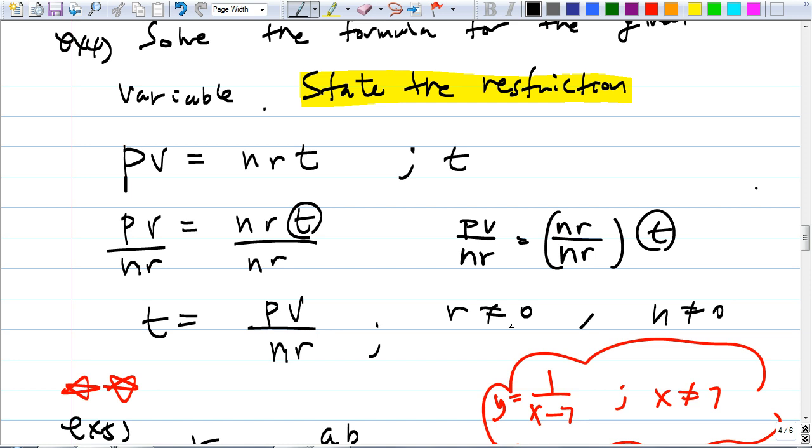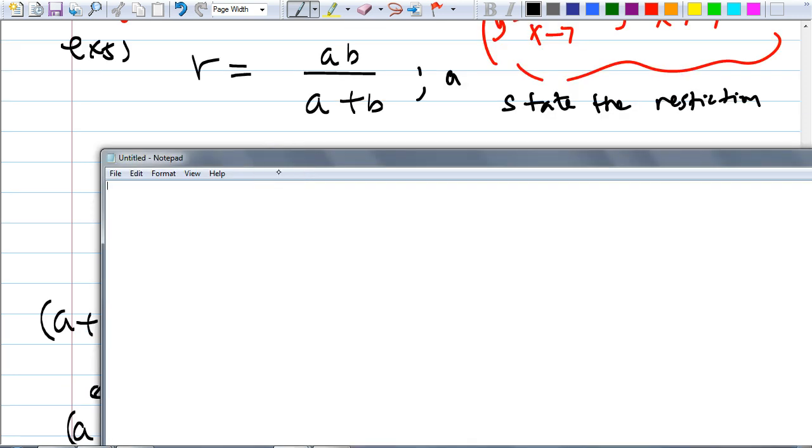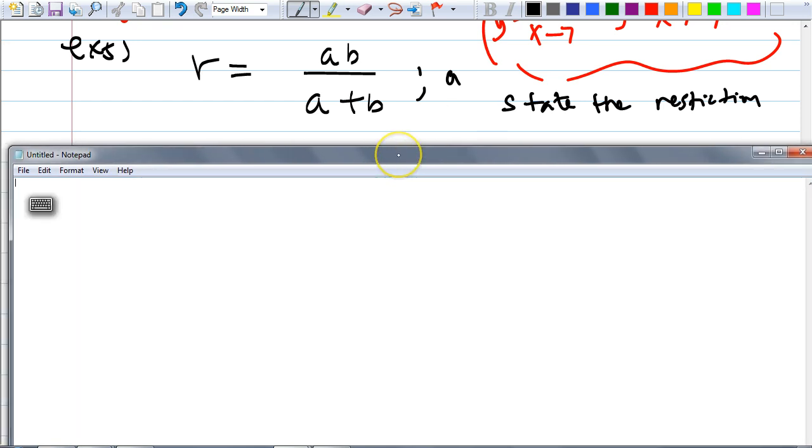Alright, are we good? Now, I want to get to example 5 because this is the one that's really interesting. Everybody try this one. What are we solving for? R equals AB over A plus B. We're solving for A. How do you know? It says so after the semicolon, right? And of course, state the restriction. Go ahead, everybody try this one. I actually put 2 stars on this one because you'll see why in a minute. Okay, try this.